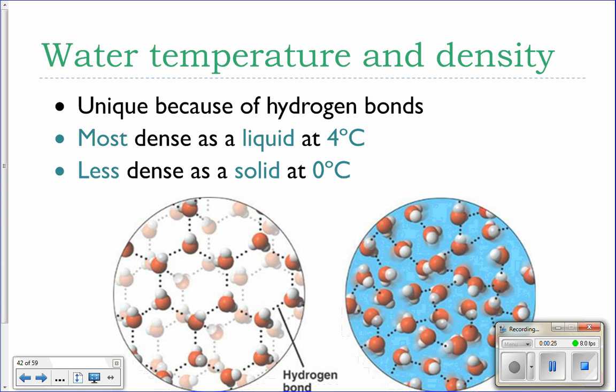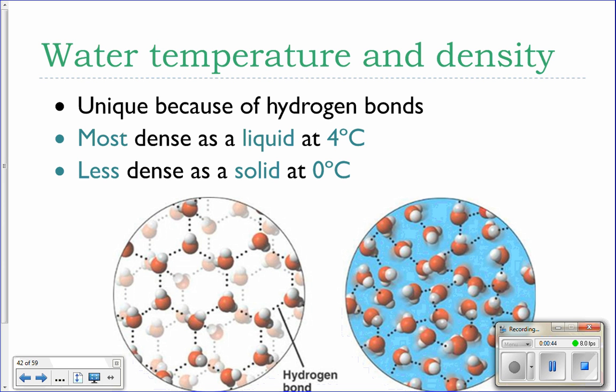And that unique property of water is the fact that water is less dense as a solid than it is as a liquid. So water is actually more dense at 4 degrees Celsius as a liquid than it is at 0 degrees Celsius, which is when it turns to ice and becomes a solid.